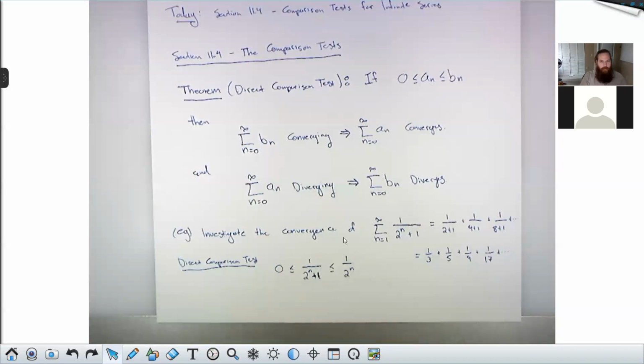And this inequality looks a lot like this inequality. Don't forget the 0 here. This is important. It is true that all of these terms are positive, and if that wasn't true, I couldn't use the test.